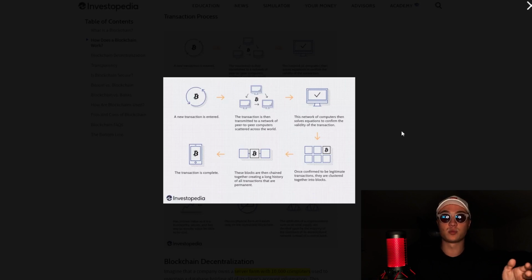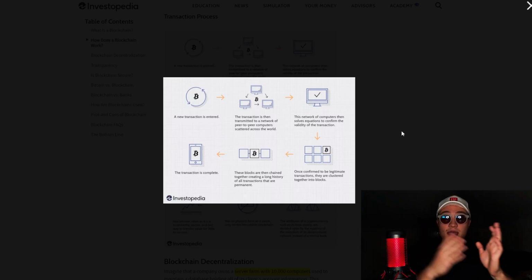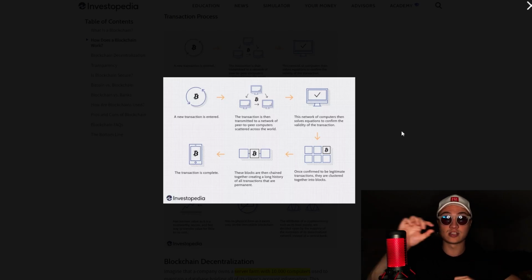Now, this is how it works in a little bit more detail. A new transaction is entered. It is then transmitted to a network of peer-to-peer computers scattered across the world. So this is millions of computers out there, right? This computer network then solves equations to confirm the validity of the transaction. Once it's confirmed to be legitimate, transactions are clustered together into blocks. Then these blocks are chained together, creating a long history of all the transactions that are permanent, and the transaction is complete. So every new transaction is added to a new block, right? There can be multiple transactions in a single block, but once it's filled, you move on to a new block, and it is all untamperable and in chronological order.